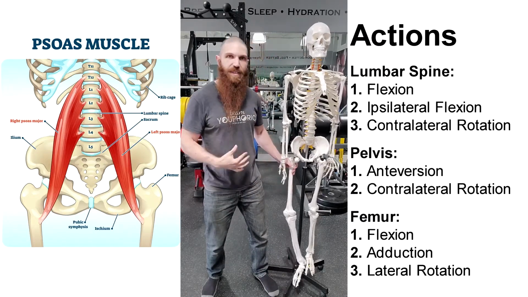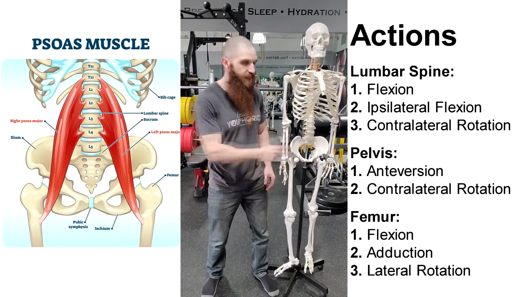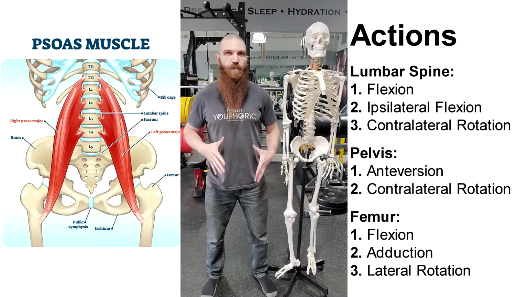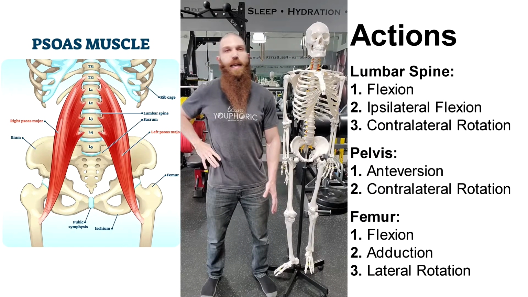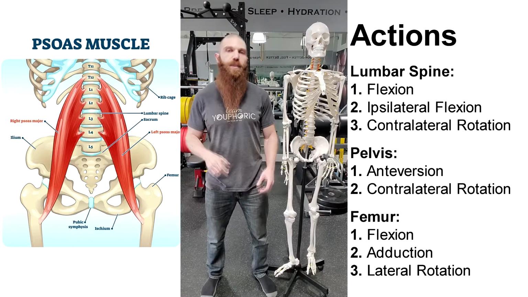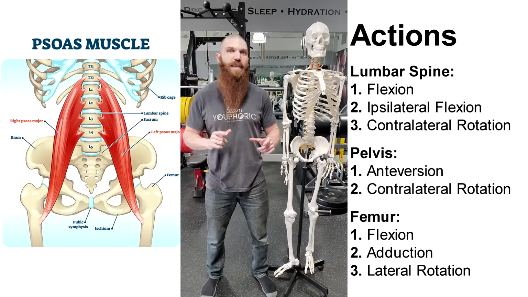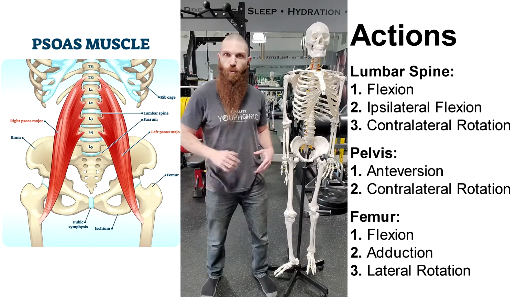So because it crosses anteriorly on the lumbar spine, pelvis, and the femur, it's going to have actions on all three of those areas. At the lumbar spine, when they contract bilaterally, it's going to be responsible for flexion. When they contract unilaterally, it's going to be responsible for ipsilateral flexion and contralateral rotation. At the pelvis, when they contract bilaterally, it's going to be responsible for anteversion or anteriorly tilting the pelvis. When it contracts unilaterally, it's going to be responsible for contralateral rotation of the pelvis.